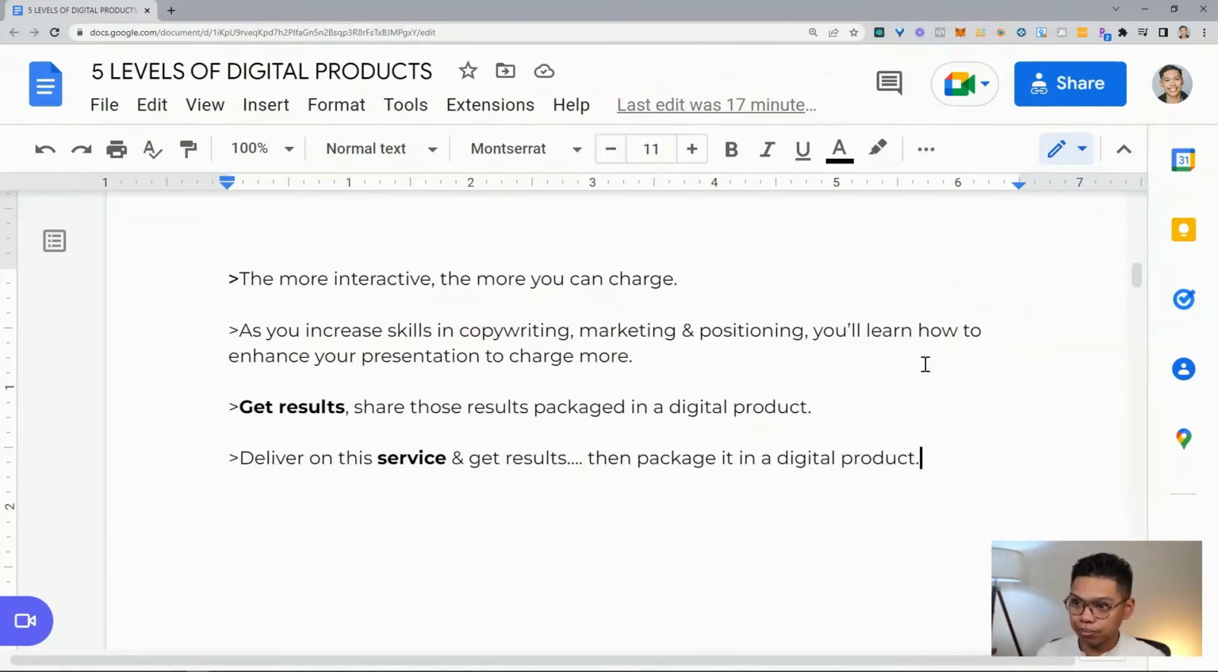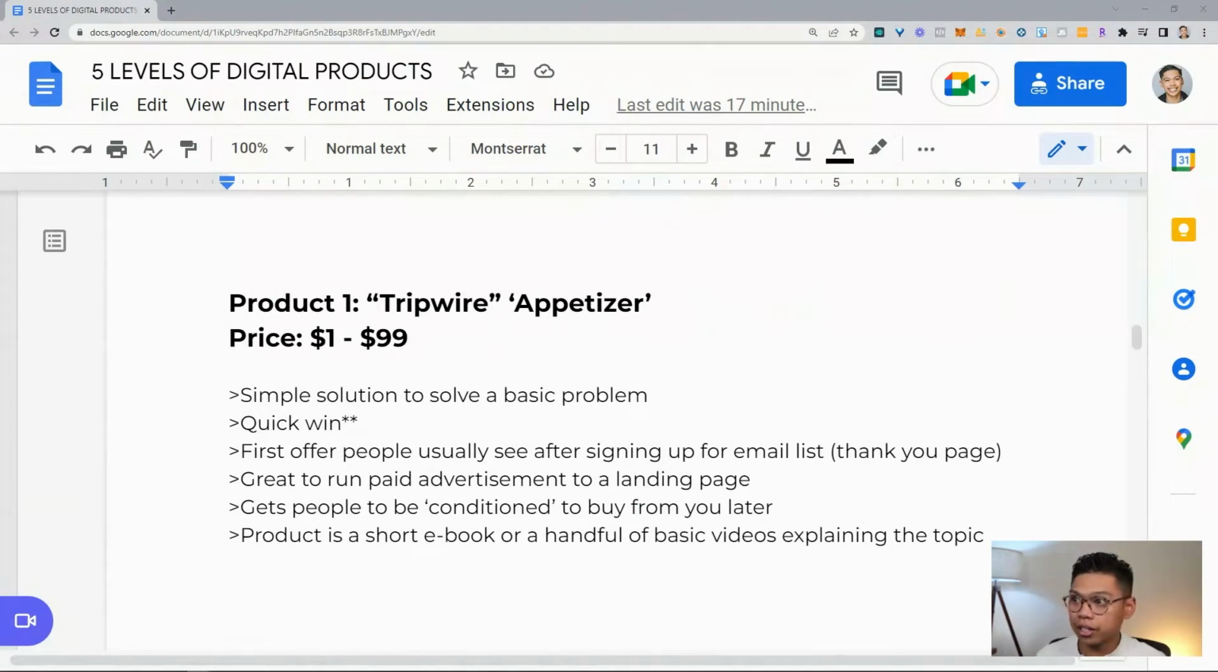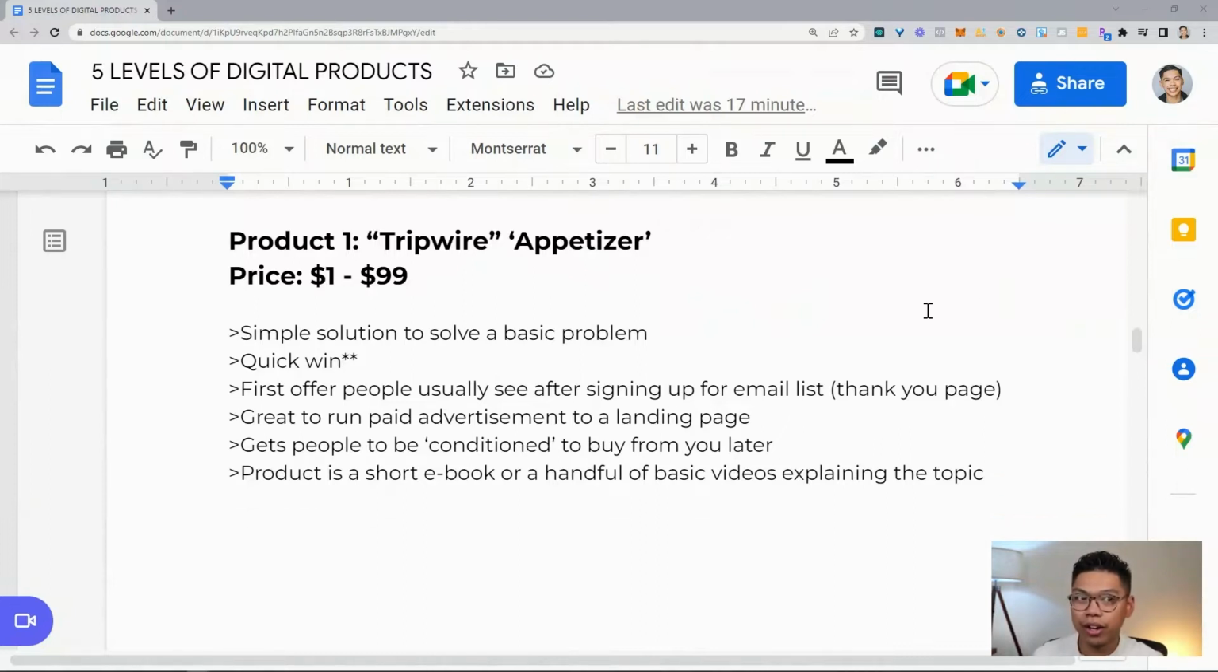So simple frameworks, simple yet effective in order for you to go through the stages of building a powerful digital product. Now let's go to the number one type of digital product that we can get into. And this is the Tripwire. I call it the Appetizer. This is our Tripwire slash Appetizer. And what this is, it's priced anywhere from $1 to $99. You'll see people run ads to this. You'll see this being something that people toss out to a large audience to see who's going to bite.